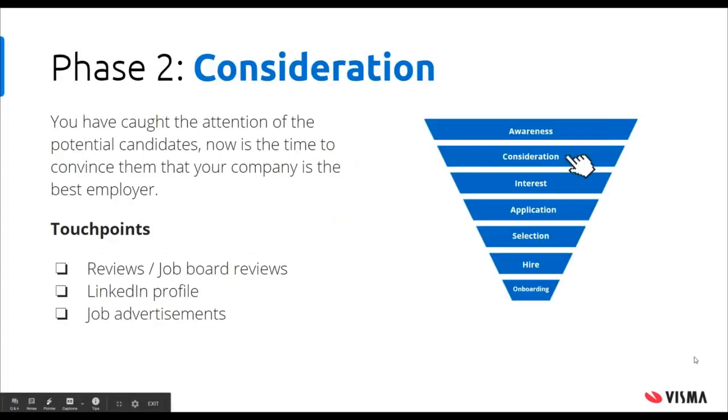Then we're slowly moving into phase 2. And Krista will soon take over from me on the next phases, but I'm just going to be here for a little bit longer. The consideration phase. So the candidate has seen your brand advertisement, has seen some blogs, some information about your company, and then is intrigued. So you basically have caught the attention of those potential candidates, and now is the time to convince them that you are the company that is their best employer.